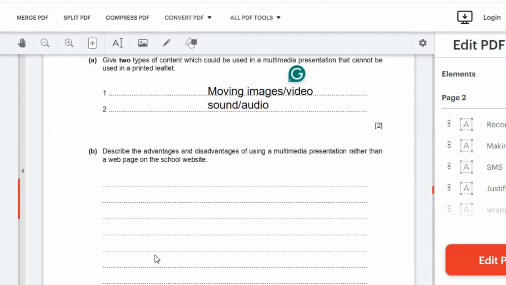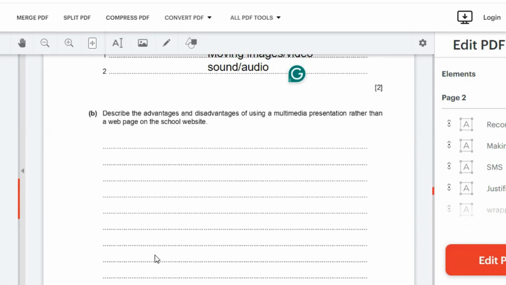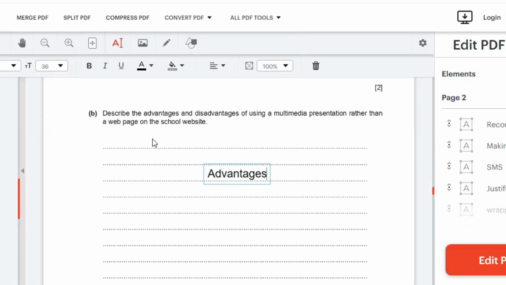For 10B now, 10B says you should describe the advantages and disadvantages of using a multimedia presentation rather than a web page in the school website. So let's start with the advantages. The advantages of using multimedia rather than a web page. One, easier to display to parents.